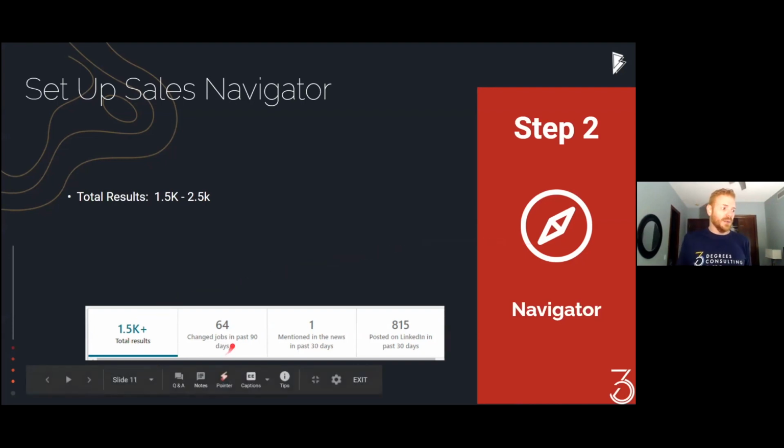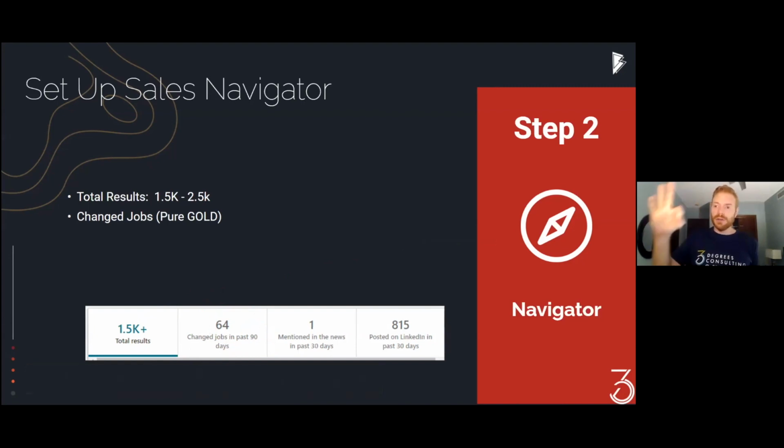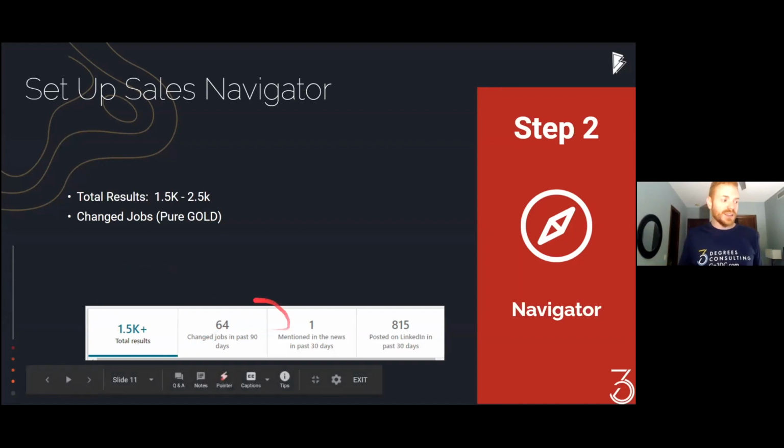Now you notice right here, this number, changed jobs in the past 90 days. So 64 of these 1.5 thousand search results here changed jobs. This is 100% pure real estate private money lender gold. Because if they changed their job in the last 90 days, there's a higher than likely chance that they haven't moved their retirement account to their new job, which means that rather than moving it to their new job and being stuck there, they can move it to a self-directed retirement account that you can then borrow from. So this right here is the most important stat.